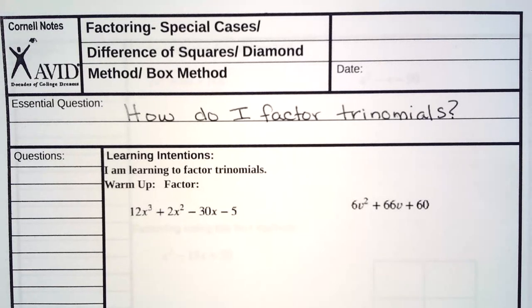Learning intention. I'm learning to factor trinomials. So pause and do the warm-up now. The first one is factoring by grouping, and the second one is by the greatest common factor, and then you'll have to see which method you want to use. So pause the video and do the warm-up now, please.